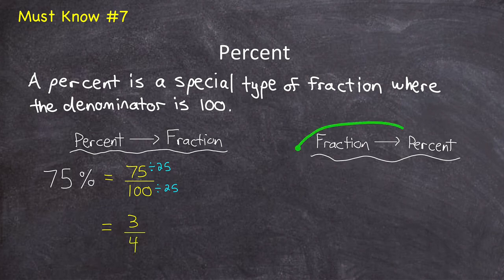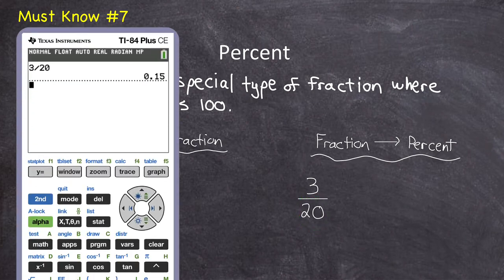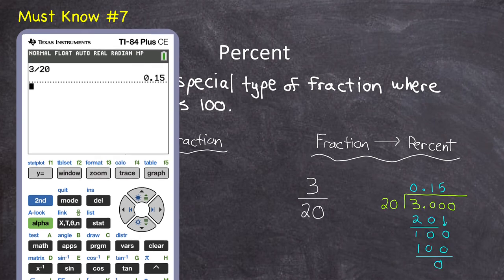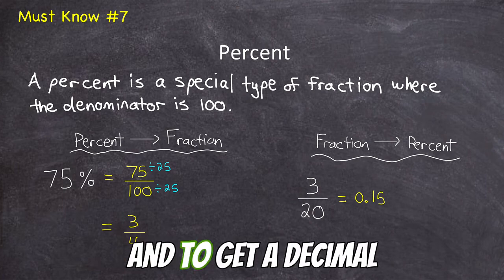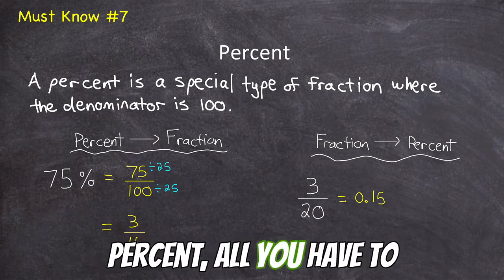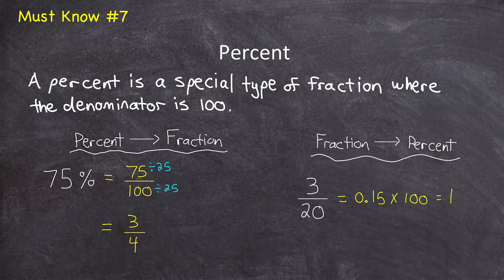Now how about if we start with a fraction and want to convert it to a percentage? Let's say we have the fraction 3 over 20. If you'd want to convert this to a percent, the first thing you'd want to do is convert it to a decimal value by doing the division. You could do 3 divided by 20. And you could do that using a calculator or by doing long division. And you would find out that its decimal value is 0.15. And to get a decimal value converted to a percent, all you have to do is multiply it by 100, which would make this equal 15%.